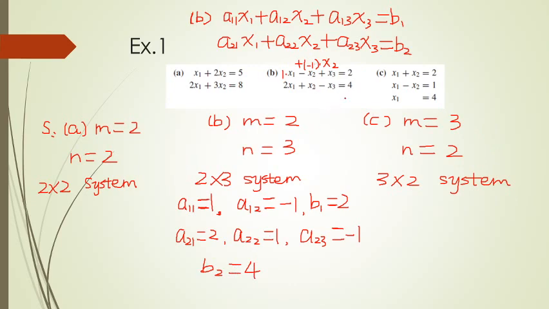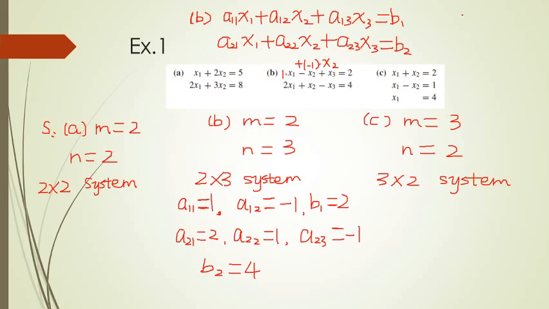So comparing with the standard format of the 2 by 3 system, we can figure out all those real numbers. The Aij are usually called the coefficients of the linear system, and the Bi's are called the constants, the right side constants. We know they are all real numbers. So that is part B. Now let's check part C. Part C is called a 3 by 2 system.